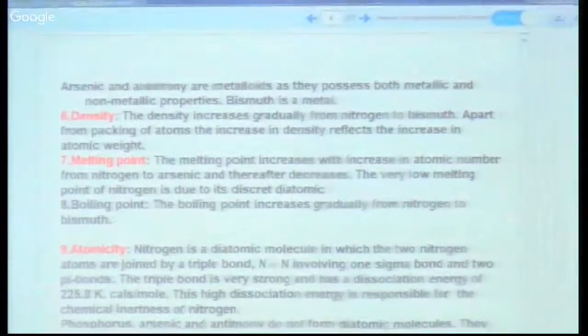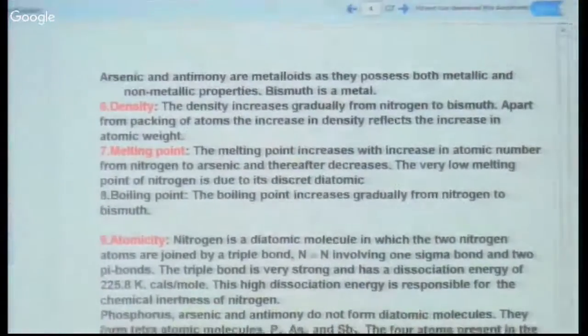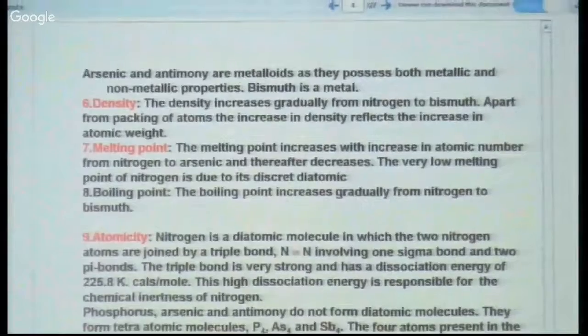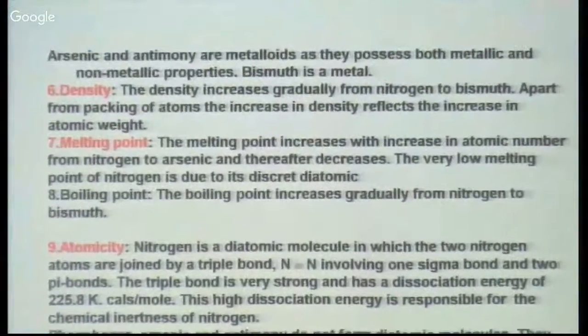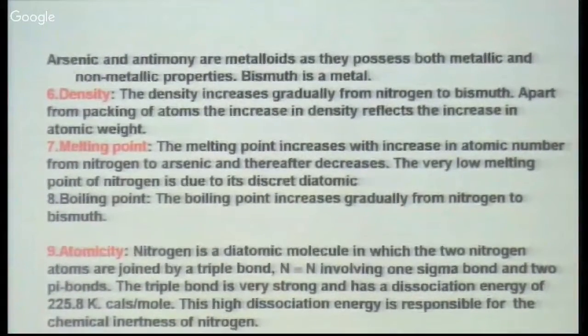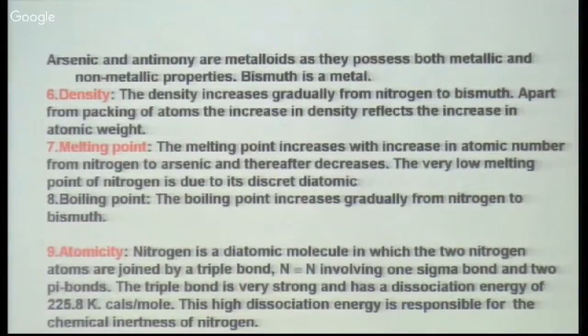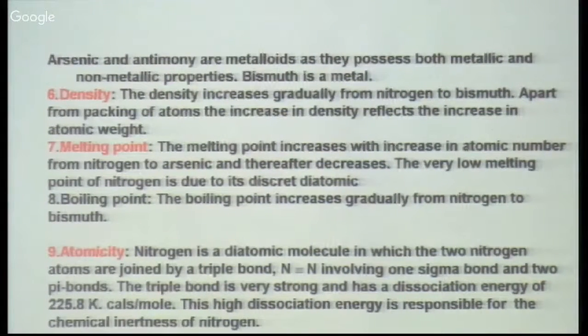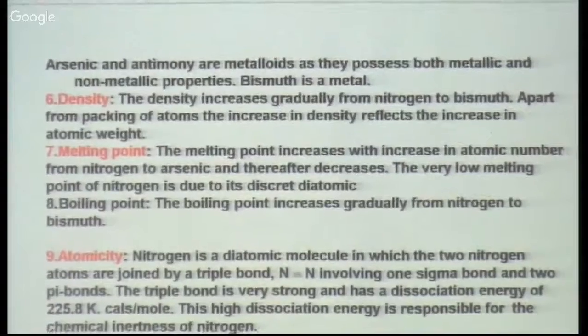So density increases or decreases down the group. Why does it increase? If you move down the group, the atomic weight increases, but parallelly the atomic volume also increases. But if you compare both, atomic weight predominates over atomic volume. Therefore, density increases down the group. So the density increases from nitrogen to bismuth.